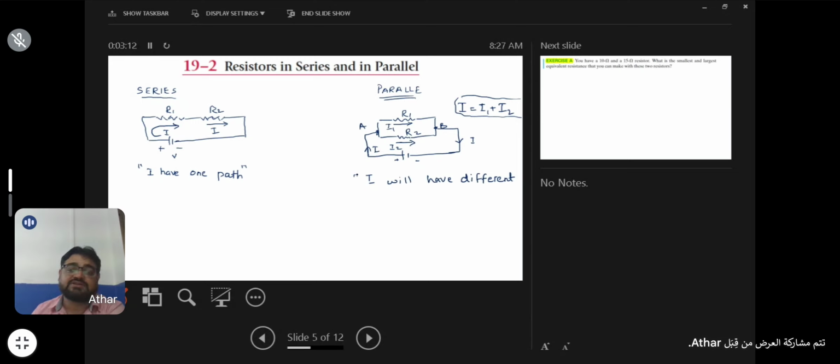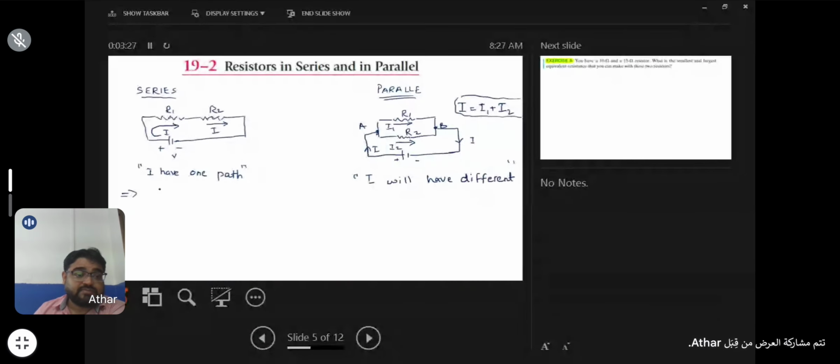So current will have different paths. This is the first and foremost thing that we need to remember. In series, the same current will flow through the resistances. In parallel, current will be divided. Okay. Number two, the voltage.